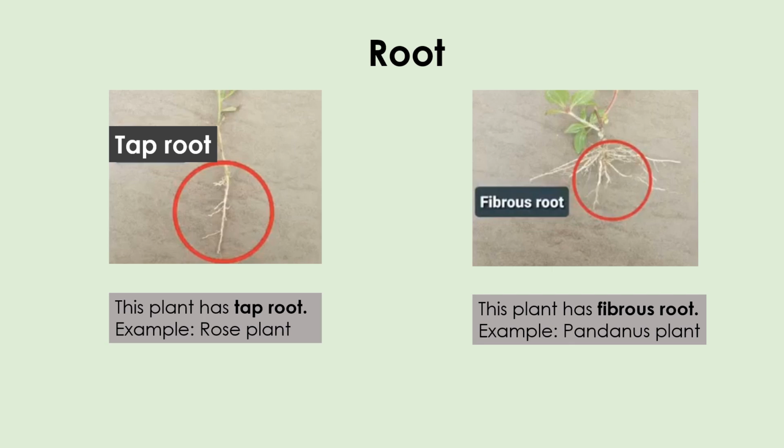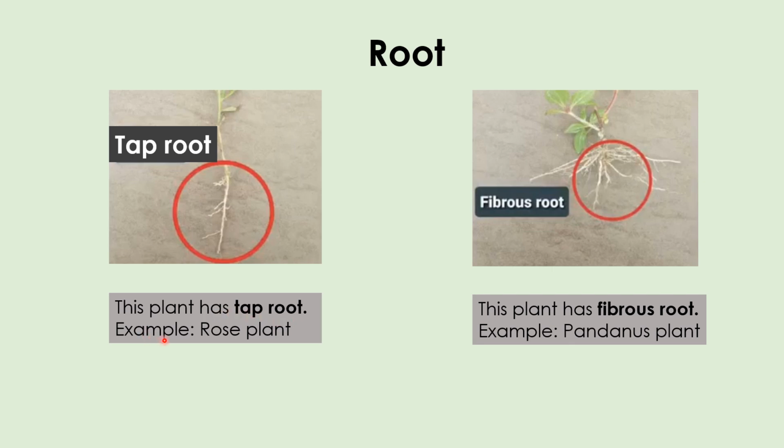Now look at the roots. There are two types of root. There are taproot and fibrous root. What is the meaning of taproot? The taproot is when there is one main root that grows straight down deep into the soil. Look at this picture. This is the main root. So this root we call as a taproot. So this plant has taproot.